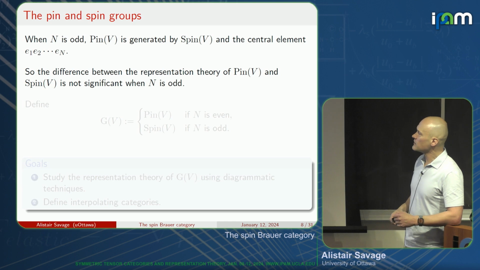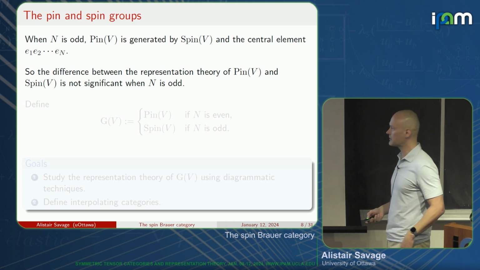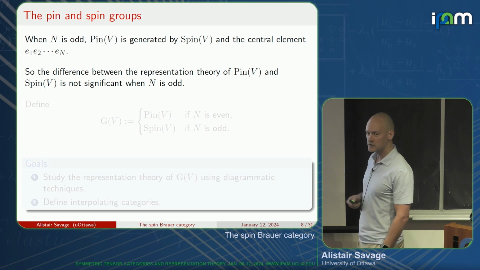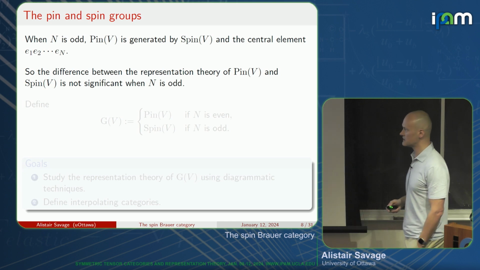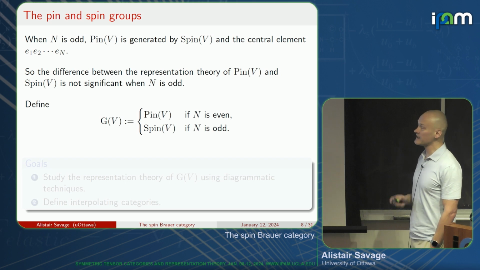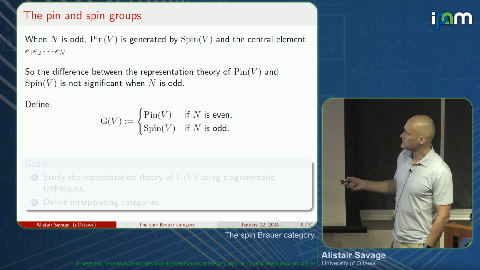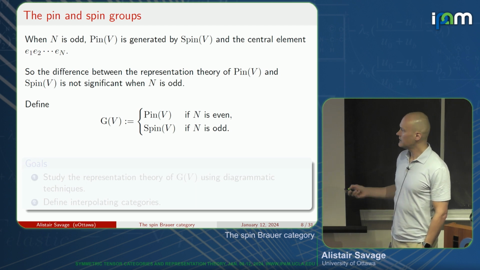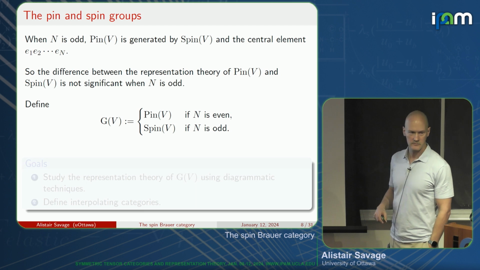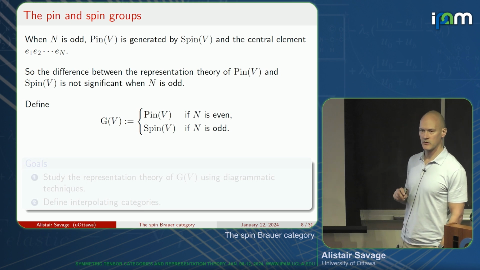So that means there really isn't much difference between the representation theory of pin and spin. And so hopefully I'm allowed to just use spin and I'm not really losing any information. But when n is even, we're really going to want to use pin. Okay, so G of V, I'm going to define to be pin of V when n is even, and spin of V when n is odd. And it's just because the results work out cleaner that way.